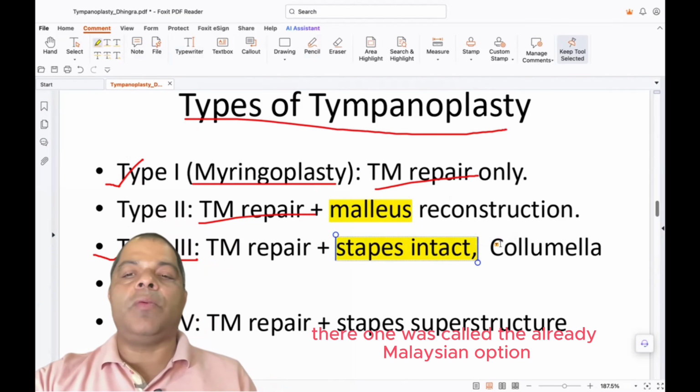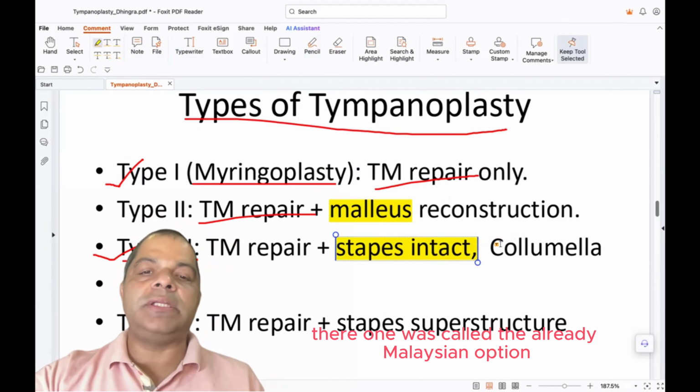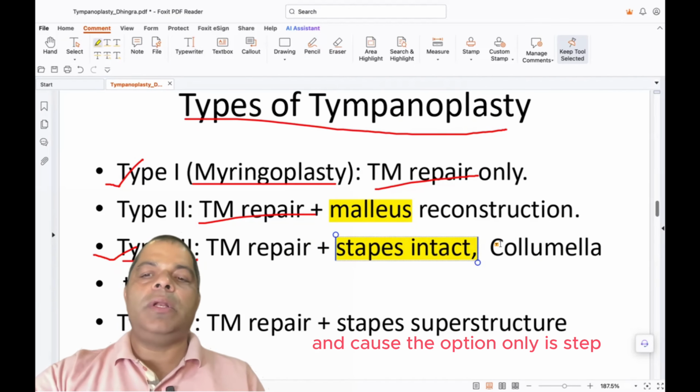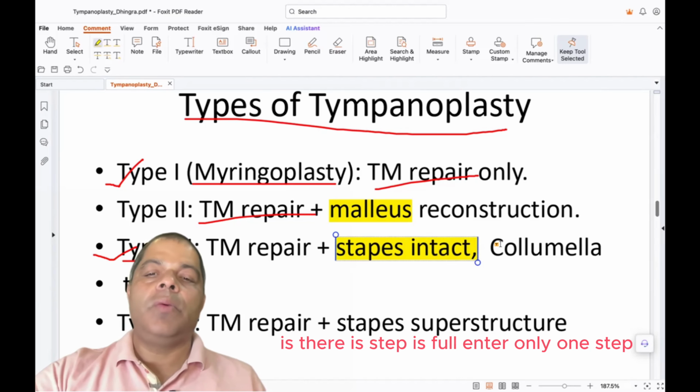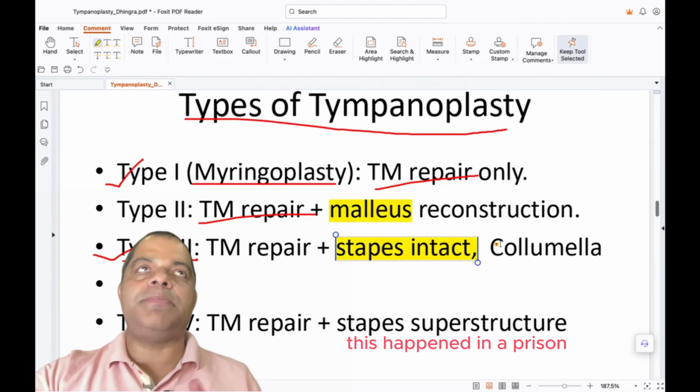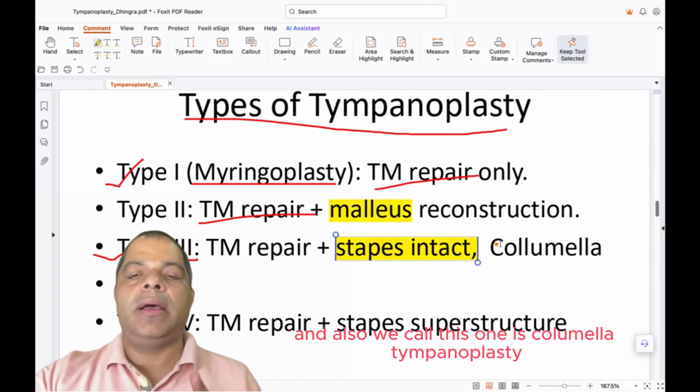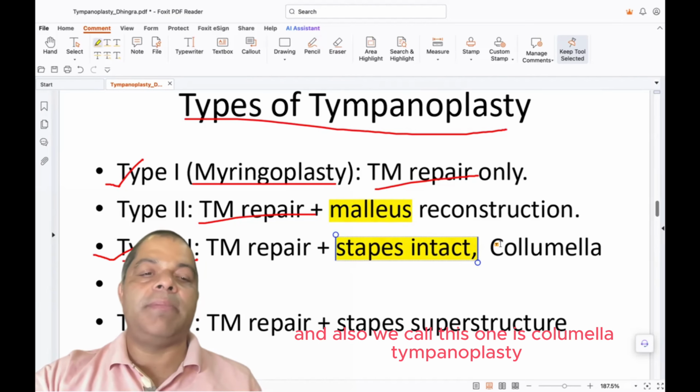This type has only one vesicle there. Already the malleus is absent, the incus is absent, only the stapes is there. The stapes is entire, only one stapes. This happened in a pigeon. And we also call this one columella tympanoplasty.